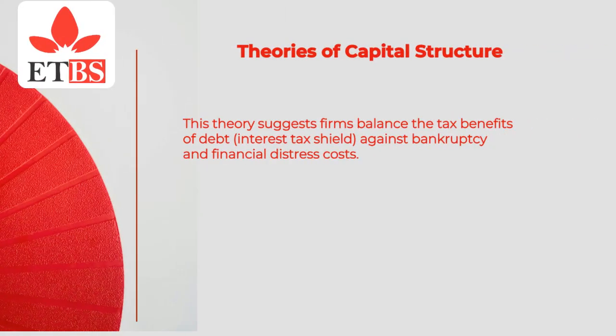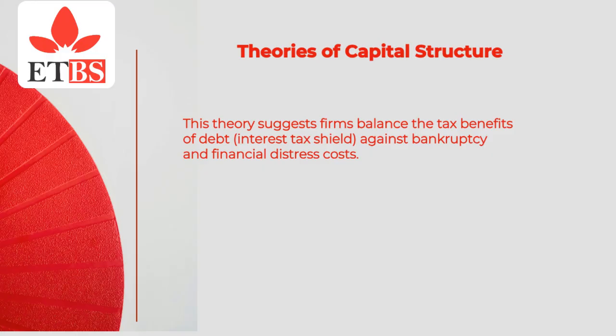Theories of capital structure. Trade-off theory. This theory suggests firms balance the tax benefits of debt, the interest tax shield, against bankruptcy and financial distress costs. Benefit: interest payments are tax-deductible. Cost: high debt increases bankruptcy risk and agency costs. The optimal capital structure maximizes firm value by balancing these factors.